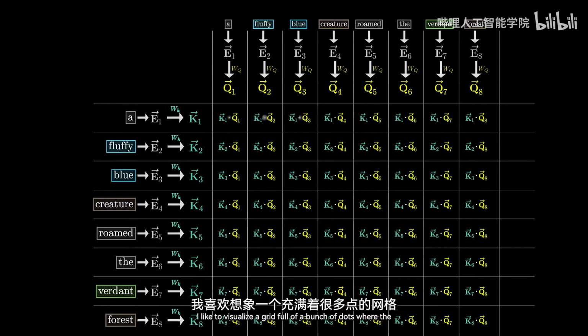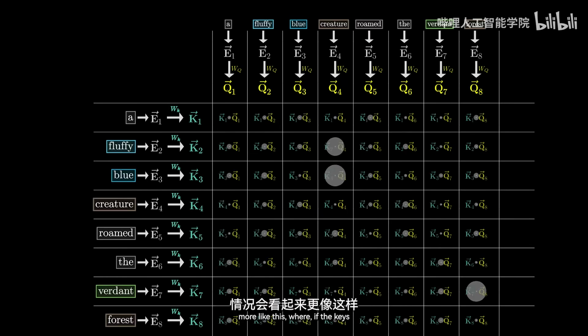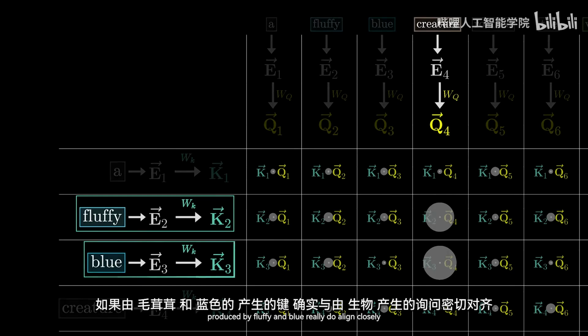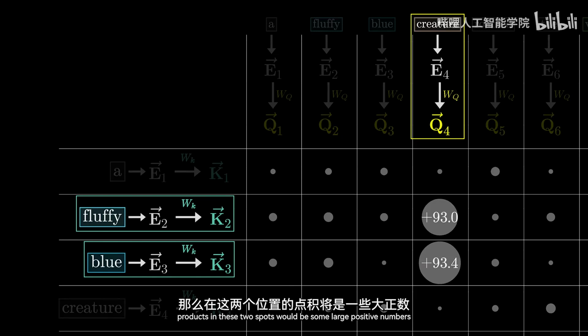I like to visualize a grid full of a bunch of dots, where the bigger dots correspond to the larger dot products, the places where the keys and queries align. For our adjective-noun example, that would look a little more like this, where if the keys produced by fluffy and blue really do align closely with the query produced by creature, then the dot products in these two spots would be some large positive numbers.